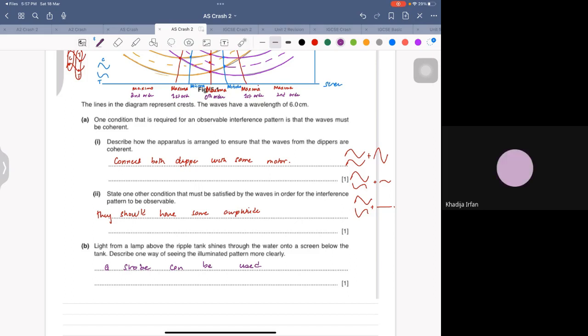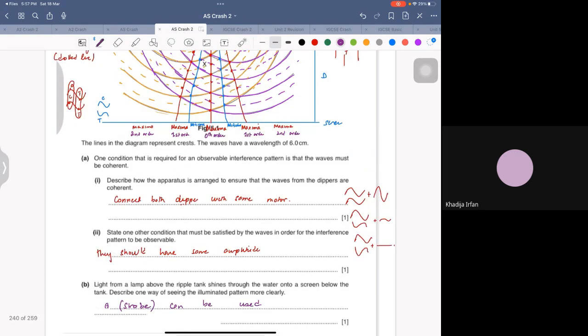Yes, sir. You can also use a video camera with slow motion playback to observe the interference pattern, but that's up to you. Whatever you want, that's okay. I just wanted to tell you what a strobe is so that in case they ask you, you should know. But that's not really important.